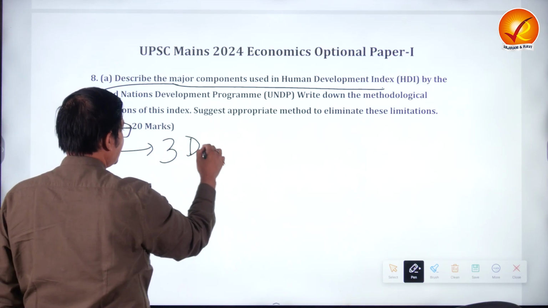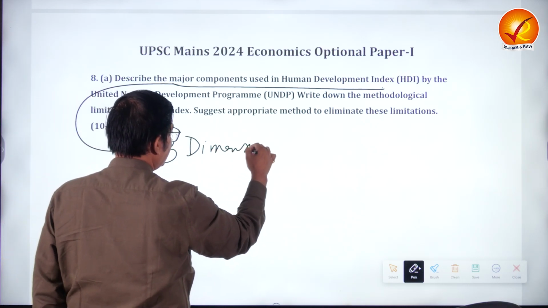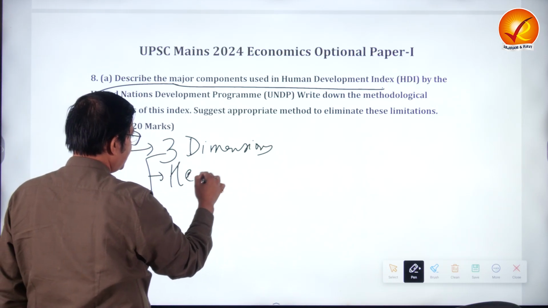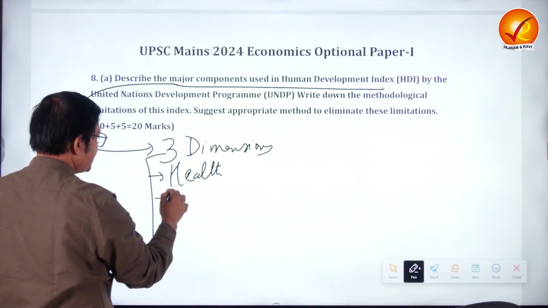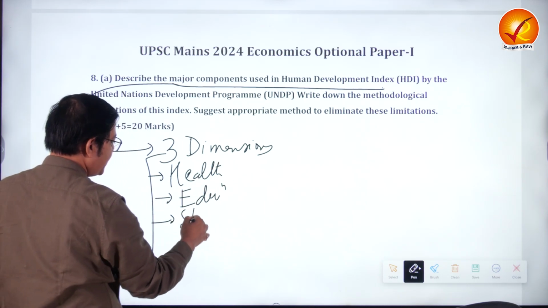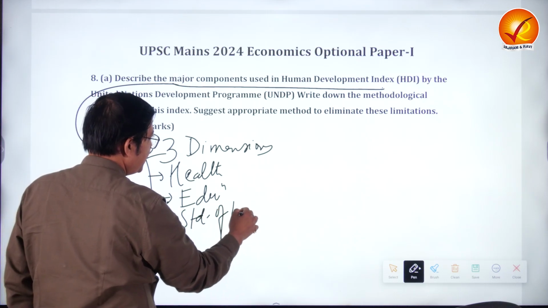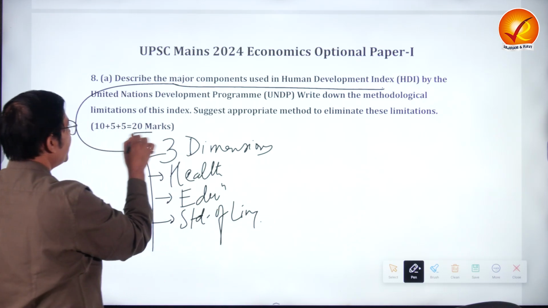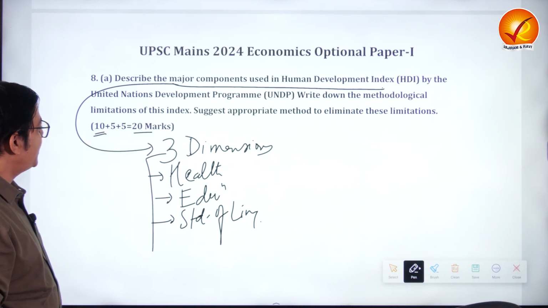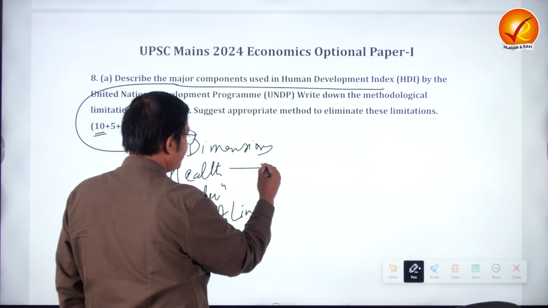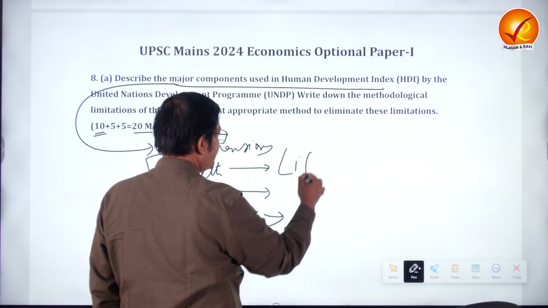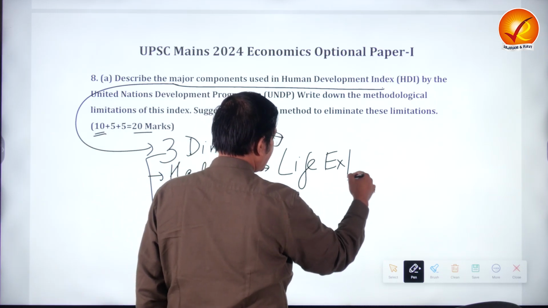In HDI, there are 3 dimensions. The dimensions are health, education, standard of living. This is a 20 marks question. 10 is for the major components, so you'll have to write a lot more. For example, you have to write the specific variables used for it. Like for health, there is life expectancy.